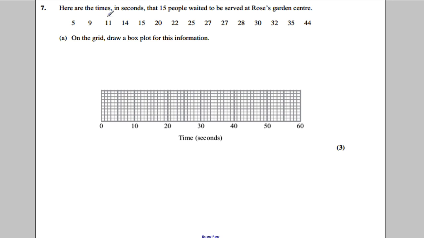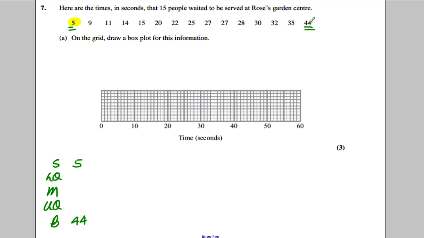Okay, so here are the times of 15 people in the Rose Garden Centre. Draw this information. So to draw this, we're going to need the smallest, the lower quartile, the median, the upper quartile, and the biggest. The smallest is 5, so we'll write that. They're in order, luckily. The biggest is 44. So we need to find the middle first. So let's find the middle.